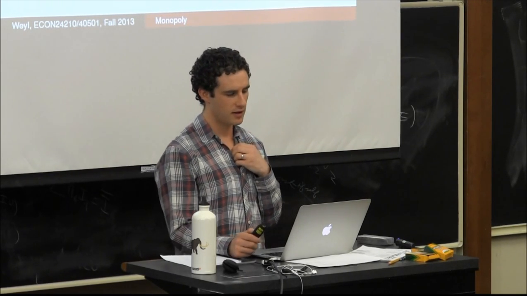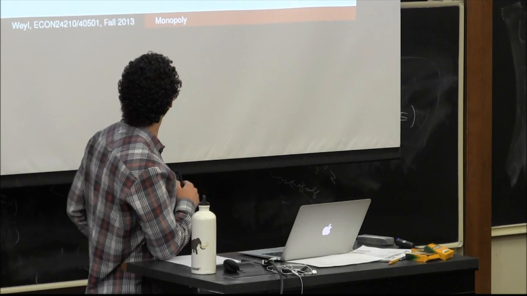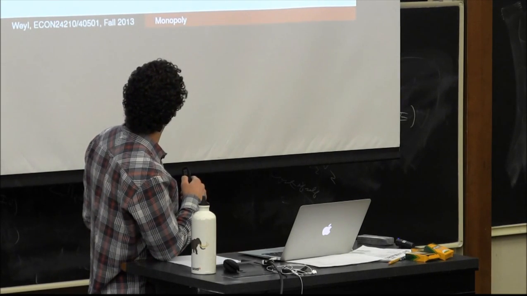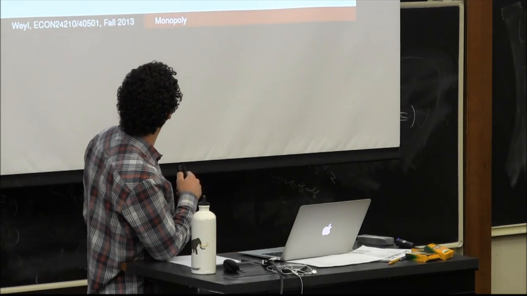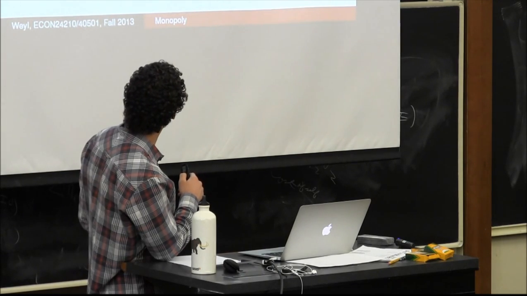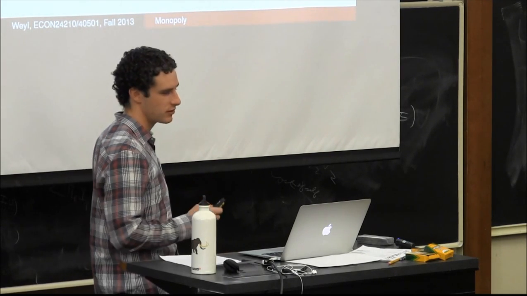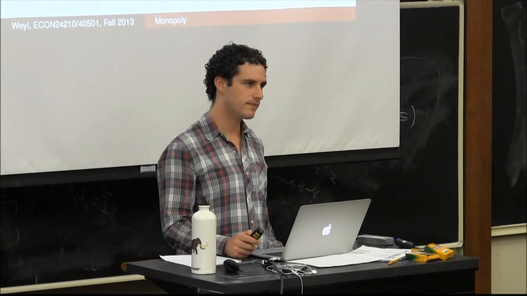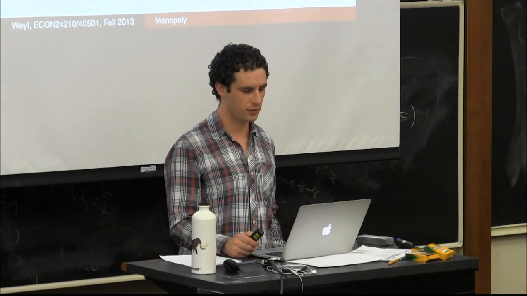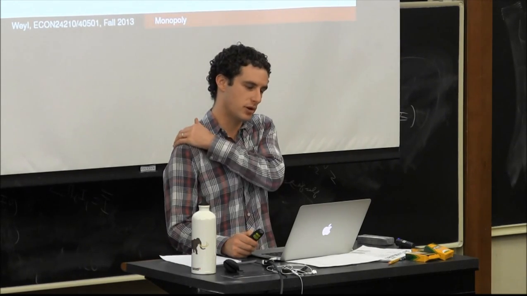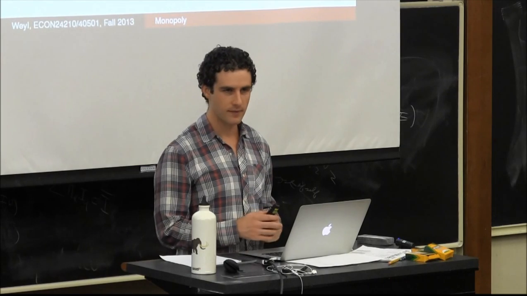So to see this, note that the monopolist profits are price, which depends on quantity. Before we just had price being taken as exogenous, but now we're going to have price depending on quantity, times quantity, minus cost, which depends on quantity. So then you're not going to want to set price equal to marginal cost. Instead, you'll set marginal revenue equal to marginal cost.